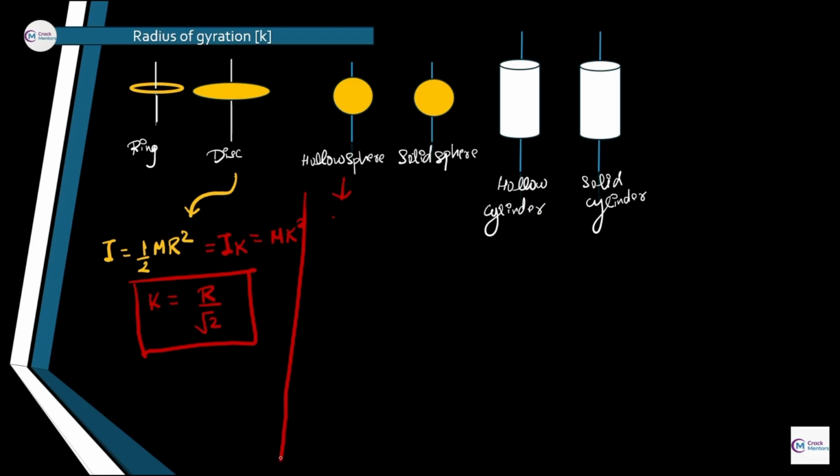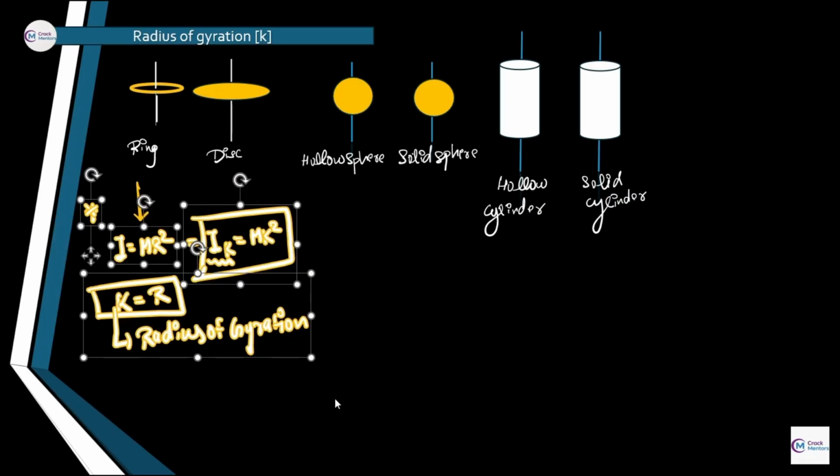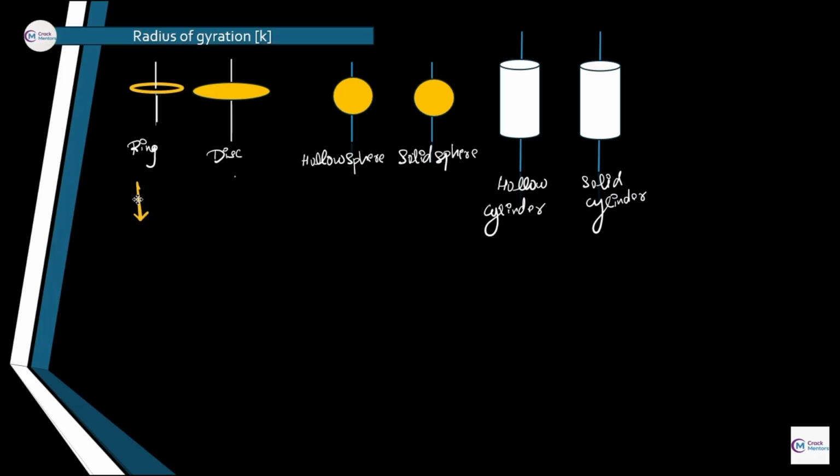Now if I'm talking about the hollow sphere, let me make a line to have appropriate space. I'm choosing a different color as well. The moment of inertia of the hollow sphere is 2 by 3 mr square. Right now I'm equating it with the general moment of inertia as well, which helps to determine the value.